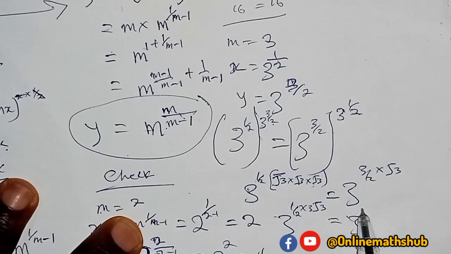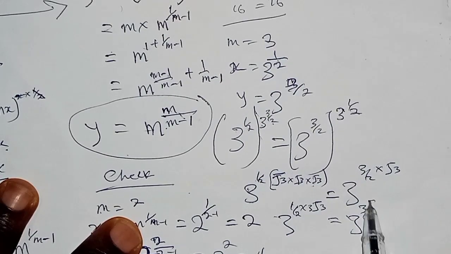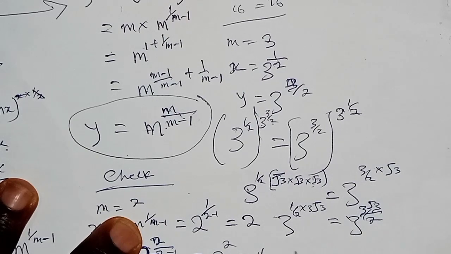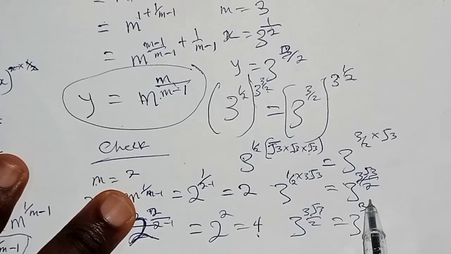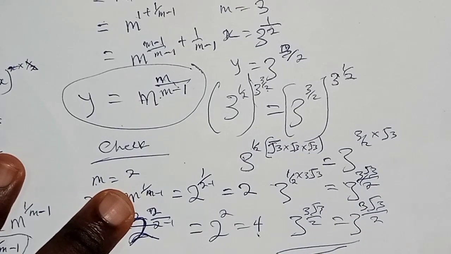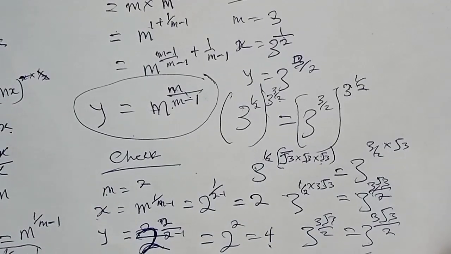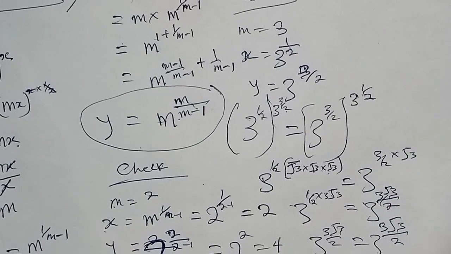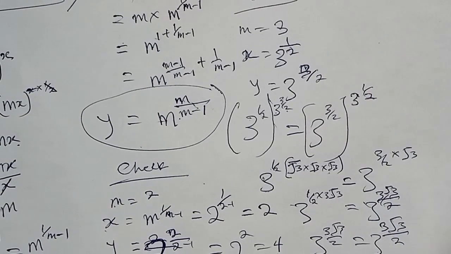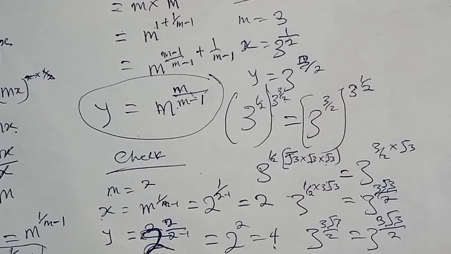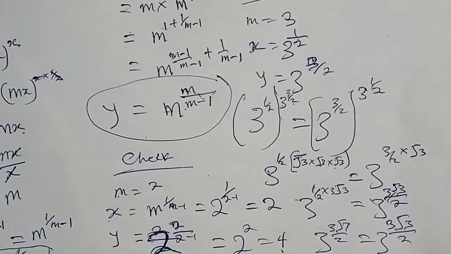I can write it as 3 raised to power 3 root 3 divided by 2, and of course clearly you can see that the two of them are equal: 3 root 3 divided by 2 is the same as 3 raised to power 3 root 3 divided by 2. So you can actually pick any value of m, and you will be generating the values of x and y that actually make that equation hold.